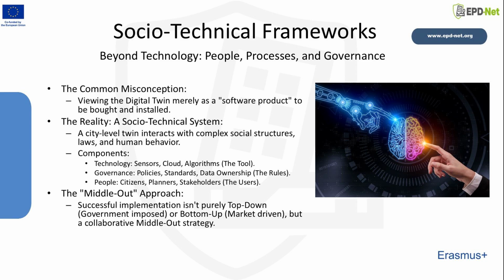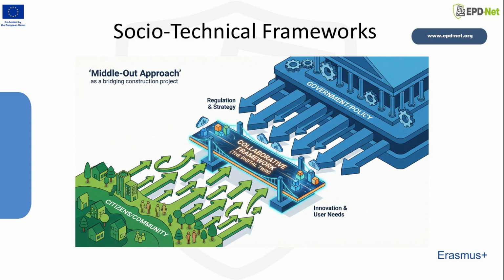1. Technology, the hardware and code. 2. Governance, the laws and rules about who owns the data. 3. People, the citizens and planners who actually use it. Wan et al. propose a middle-out approach. You cannot just force a system from the top down, nor can you wait for it to happen from the bottom up. You need a collaborative framework where policy meets innovation. Without this social integration, the most advanced technology will fail to produce value.